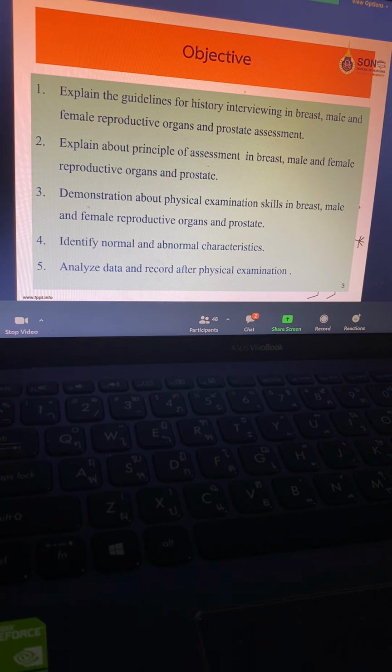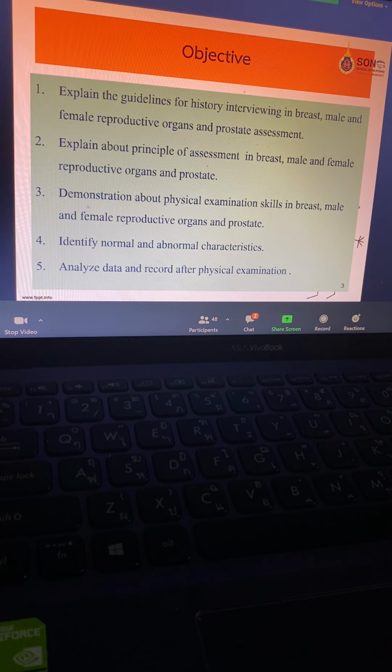I separate this lesson into 5 objectives. The first one, after we learn for 2 hours, you can apply history interviewing for the breast and male and female reproductive organs. Second, you can explain the principles of assessment of the breast and male and female reproductive organs. Third, you will demonstrate physical examination skills for the breast assessment or male or female reproductive assessment too.